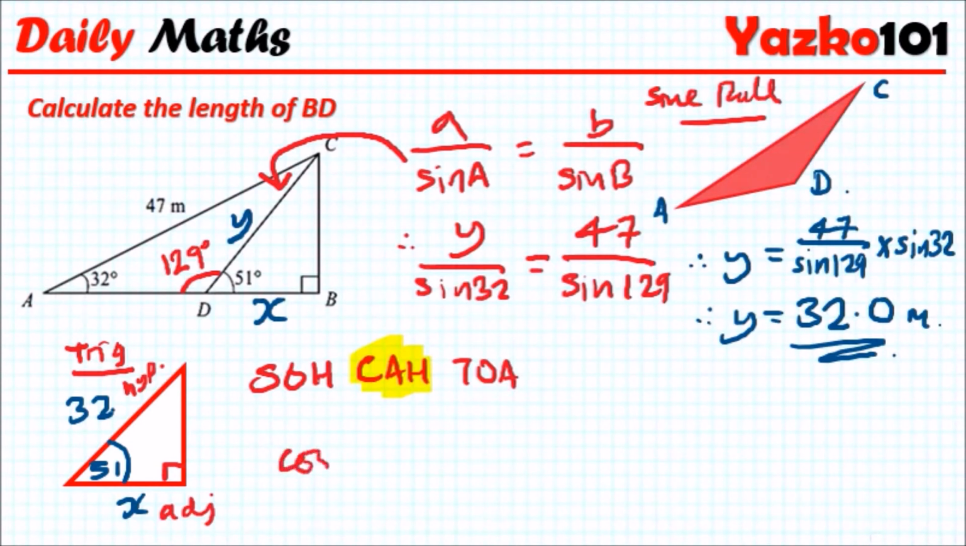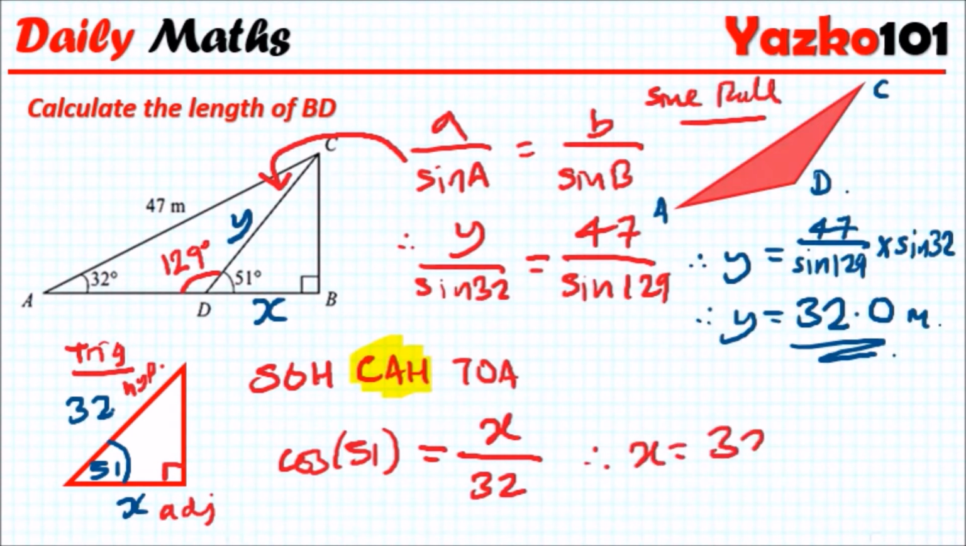So this tells us we're going to use cos equals adjacent over hypotenuse. Cos of the angle, which is 51, equals adjacent x over hypotenuse 32. Multiplying both sides by 32, we have x equals 32 times cos 51. This should give us about 20.1 meters. And that's it, guys.